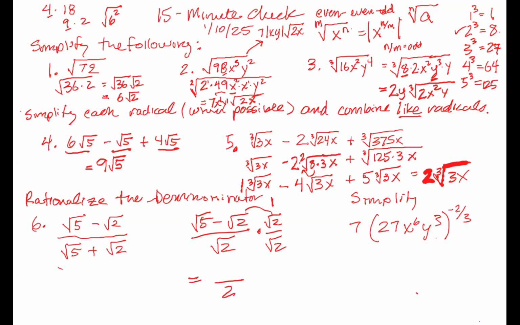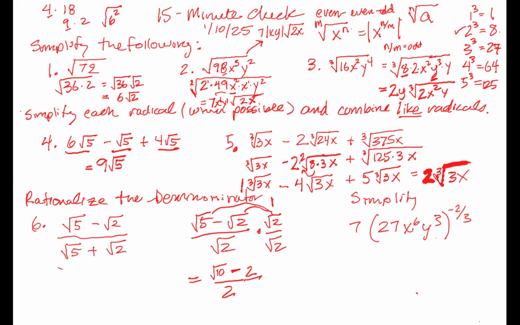And then I just have to distribute this to both numbers on top. So this is square root of 10 minus 2. Square root of 2 times square root of 2 is 2. So now I've rationalized the denominator. I turned it into a rational number we can work with. And that makes this an easier number to actually do that division if we need to.